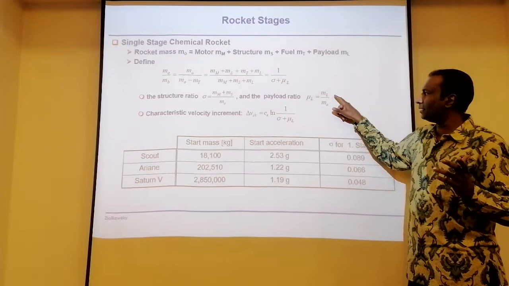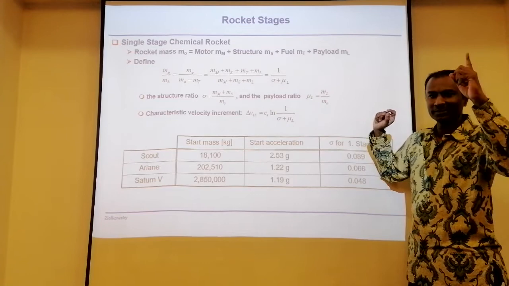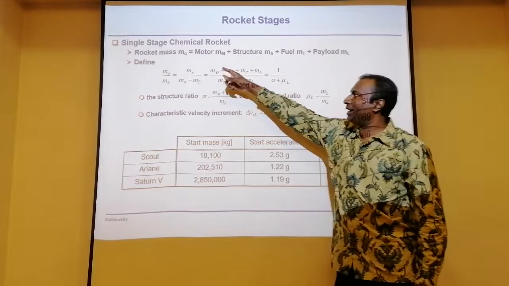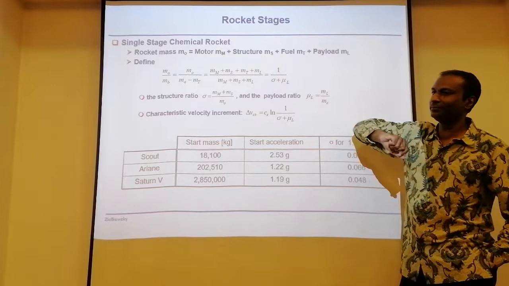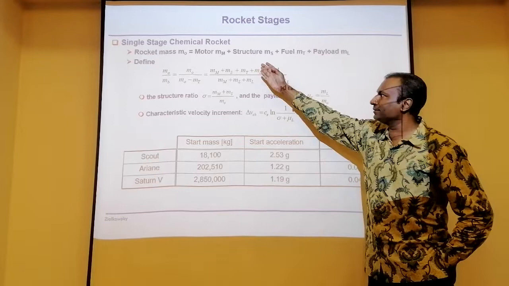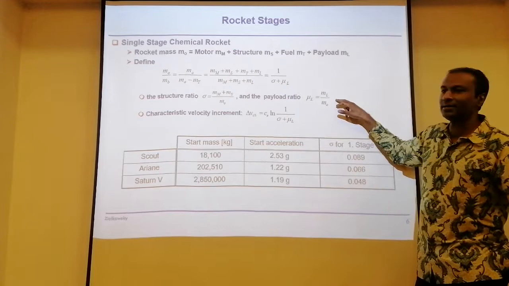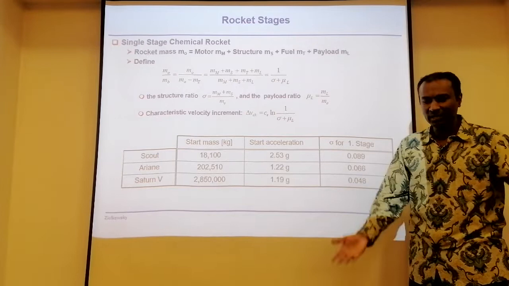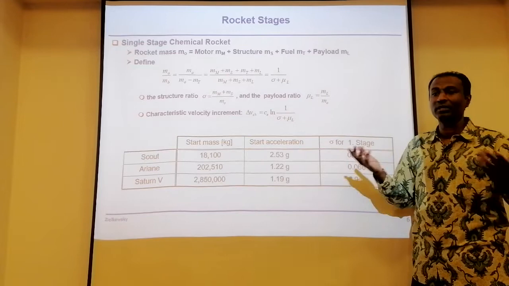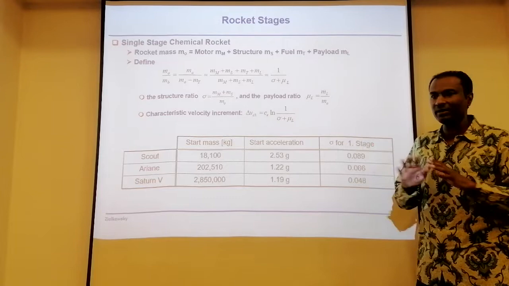Assume that the payload and M0 are the same, that means mu will be 1. It can never happen because we know M0 consists of M motor, M structure, fuel, and the payload. Payload is the satellite. I can't have a satellite without the motor, without the structure. So it can never be 1. Mu 1 is impossible. How can you fly a satellite without fuel? How can you take the satellite into its orbit without an engine, without the rocket, without the fuel? It never happens. So mu can never be 1. Period.